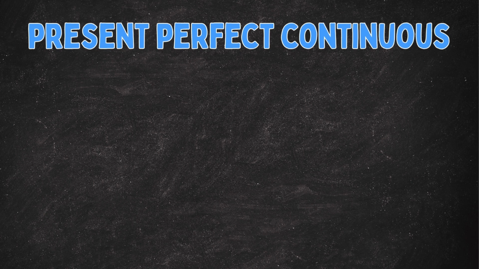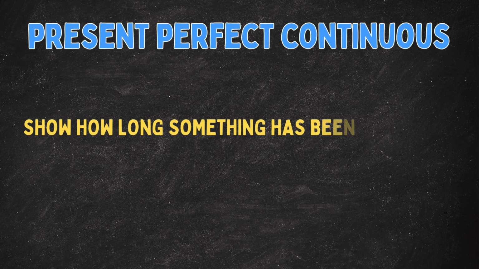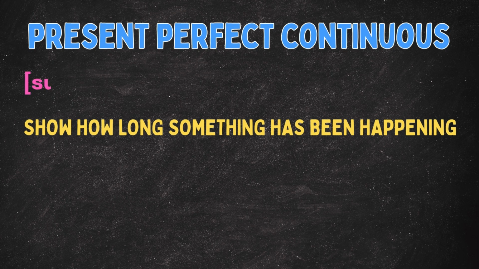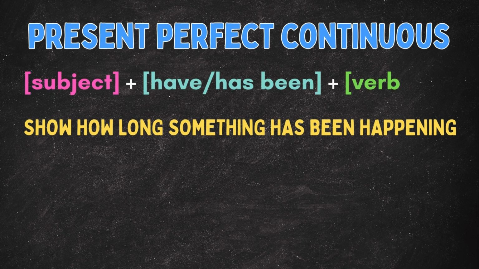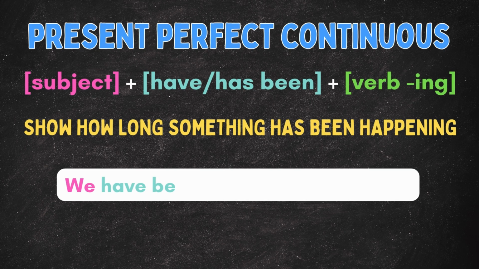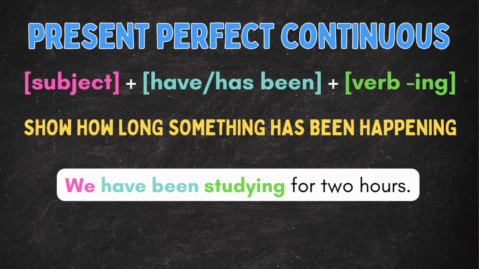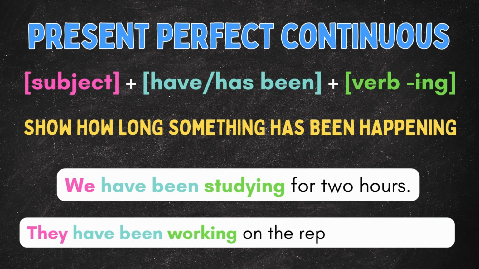Present perfect continuous. We use the present perfect continuous to show how long something has been happening. The sentence structure is subject plus have or has been, plus verb with ing. For example, we have been studying for 2 hours. They have been working on the report all morning.